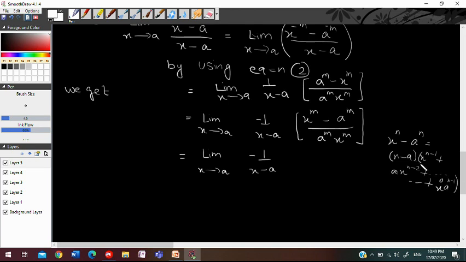So similarly, we can apply this factor form to this part also, x^m minus a^m. The difference is just of n and m. So we can apply this factor to this factor over here. So we can write here m times a^(m-1) divided by a^m x^m.